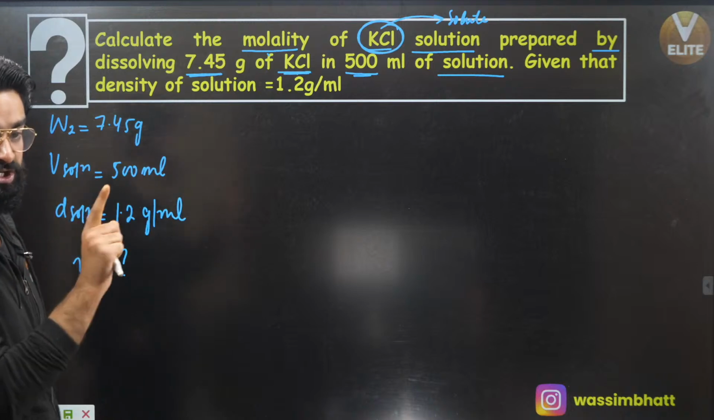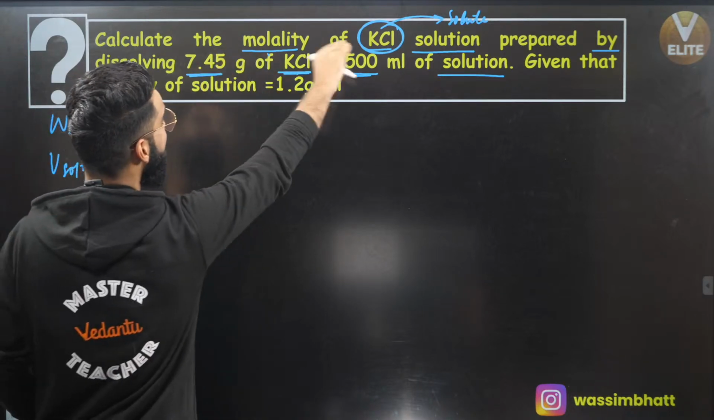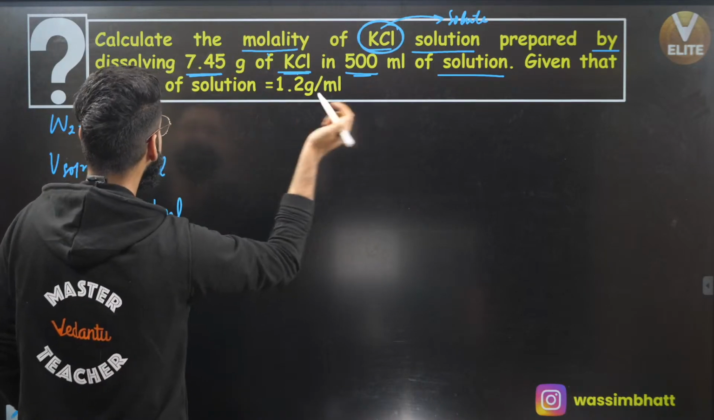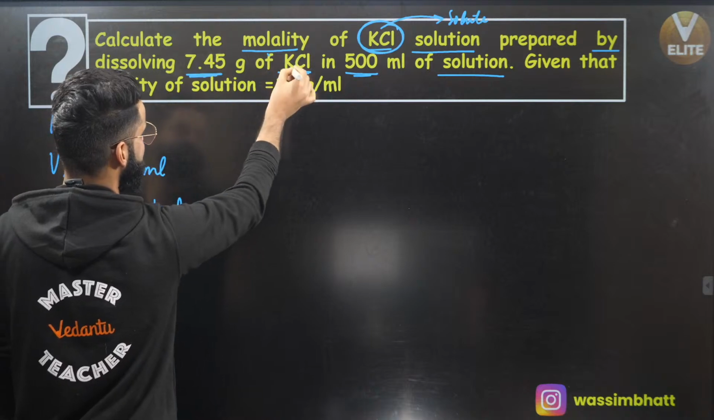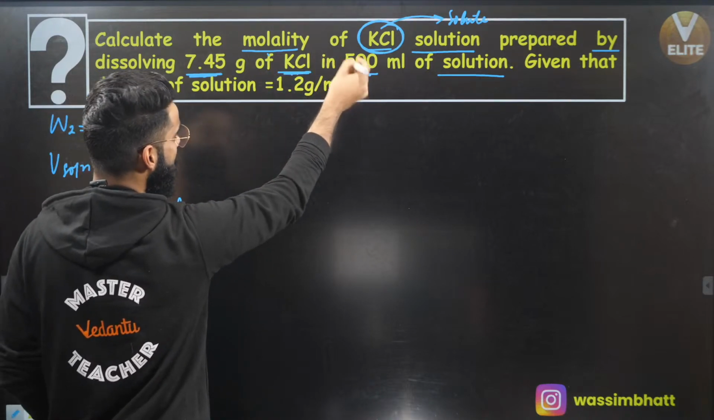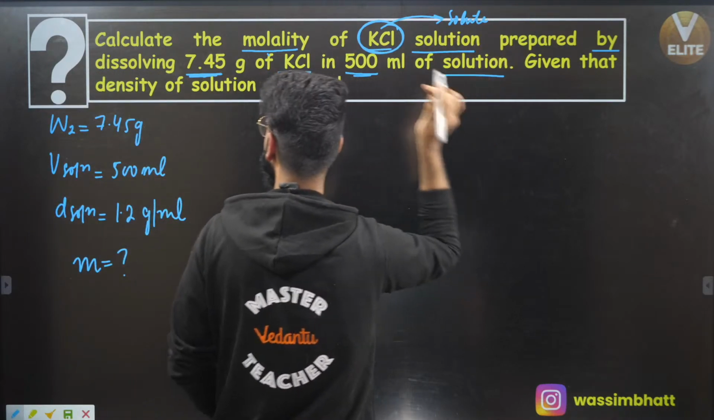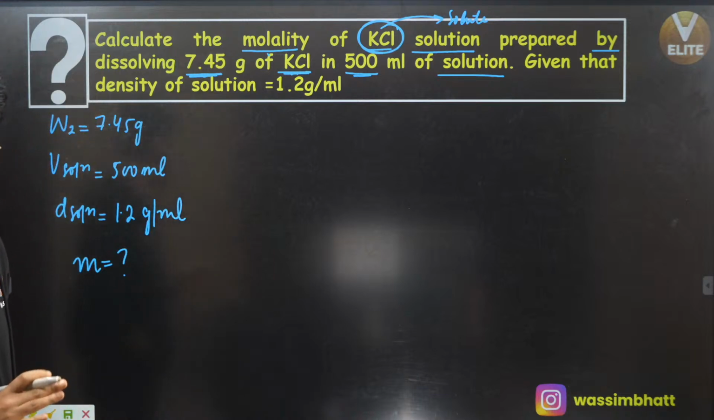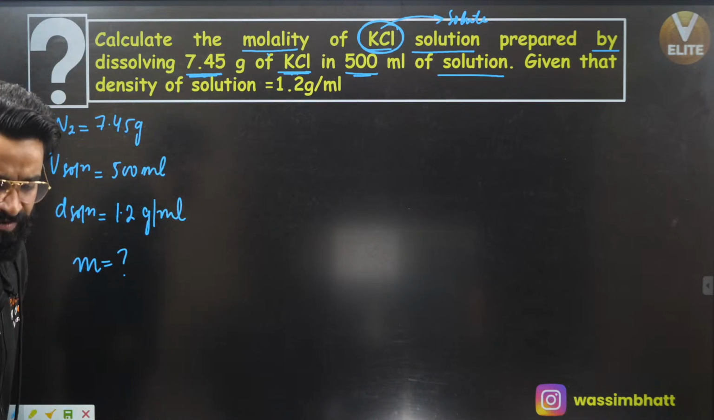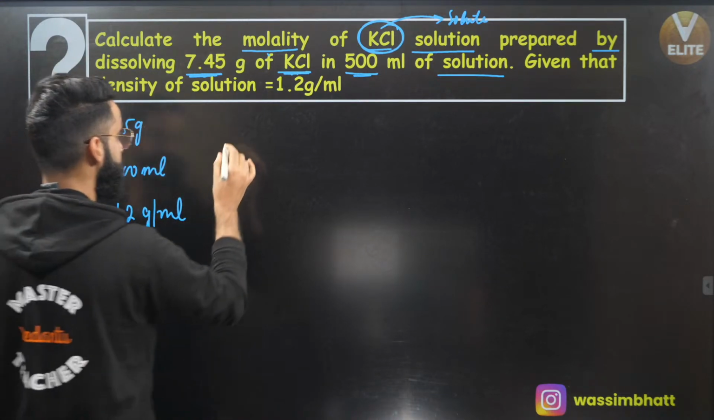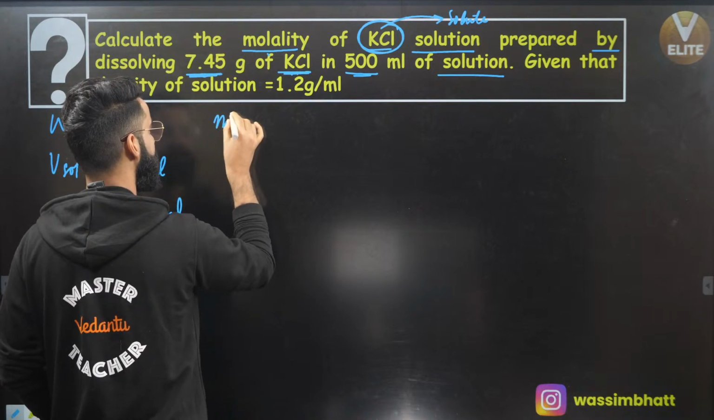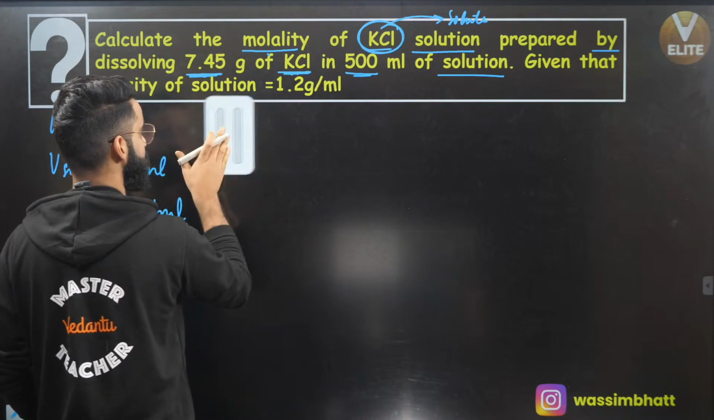Now we will understand this question first. We are supposed to calculate molality of the solution, which is made when 7.45 grams of KCl are dissolved in 500 ml of solution, given that density of the solution is 1.2 grams per ml. First of all, what am I given and what am I supposed to calculate? I'm supposed to calculate molality of the solution, correct?